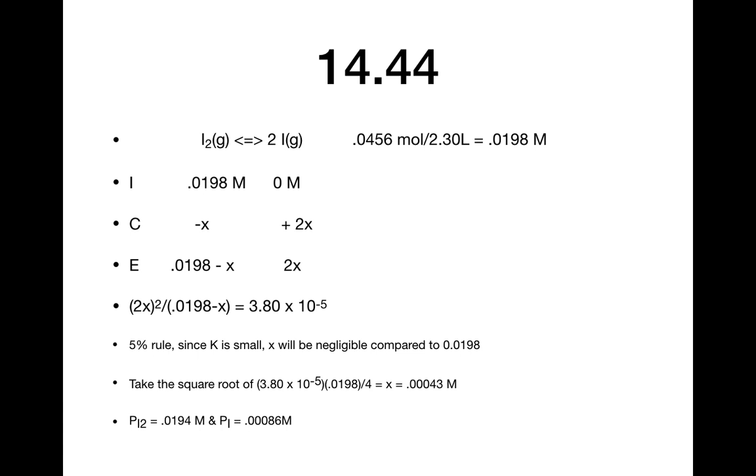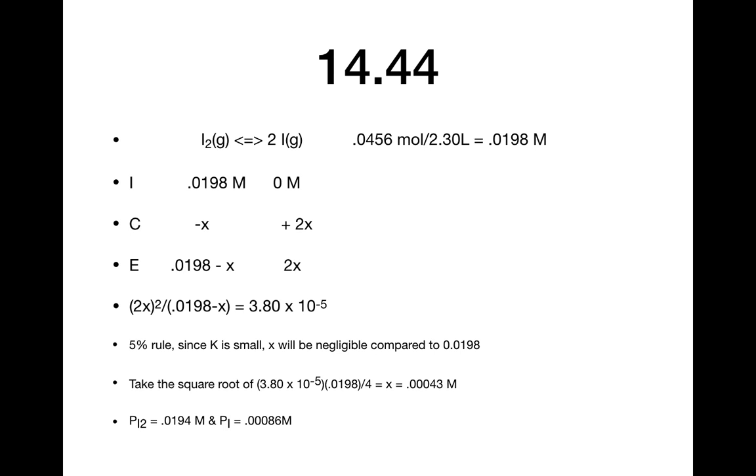All right, here's 1444. I2 gas makes 2I gas. We have 0.0456 moles of I2 in a 2.30 liter container. So that's a 0.0198 molar initial concentration of I2, and of course 0 for I, minus x for the change for I2, plus 2x for the change for I. 0.0198 minus x for I2 and 2x for I.